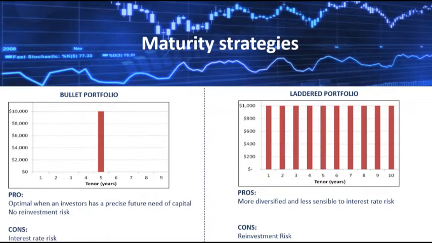If we consider the maturity date, simplifying reality, we can distinguish two different strategies, the bullet approach and the laddered approach. The bullet approach consists in building a portfolio of bonds with the same maturity date, and is optimal for an investor who has a future financial need at a specific time. The laddered approach consists in building a portfolio of bonds with maturity dates spread across a time window. The advantage of this strategy is given by the diversification and the reduced interest rate risk. The only consequence is an increased reinvestment risk.